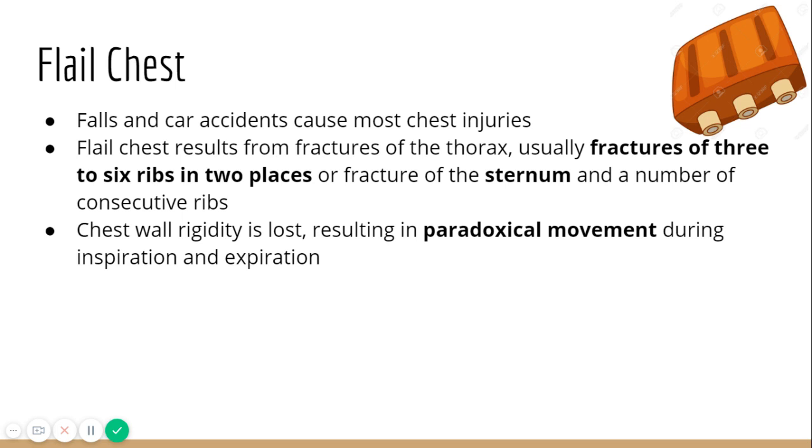So when you breathe in, take a breath in, your chest wall goes out, and when you breathe out, your chest wall gets smaller to force all that air out, and your chest wall goes in. With flail chest, their movements are going to be opposite. So when they breathe in, instead of their chest wall getting bigger, their chest wall is going to get smaller. And when they breathe out, instead of their chest wall getting smaller, it's going to get bigger. Okay? So complete opposite movement of what is normal.